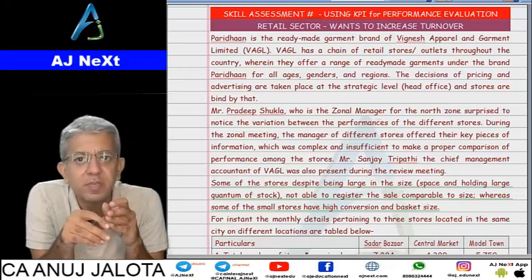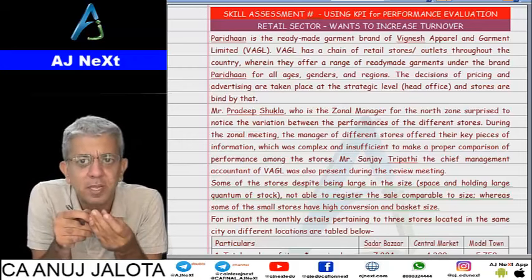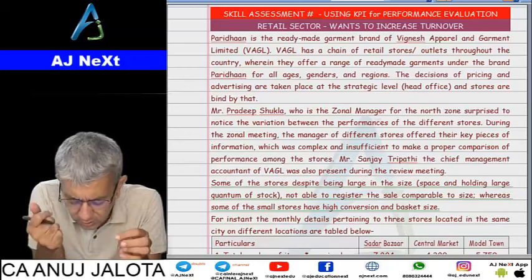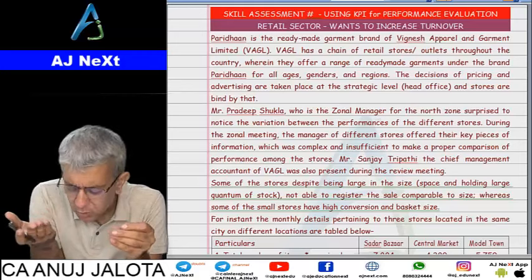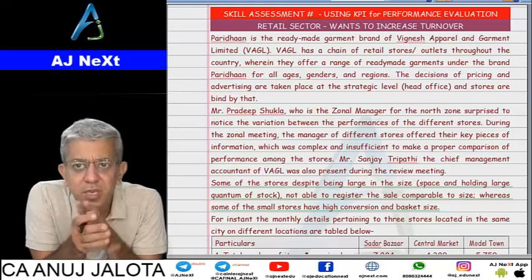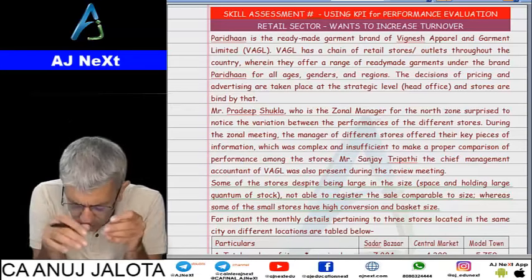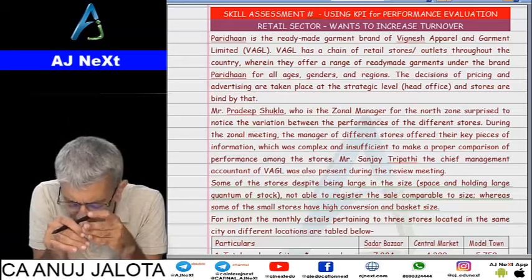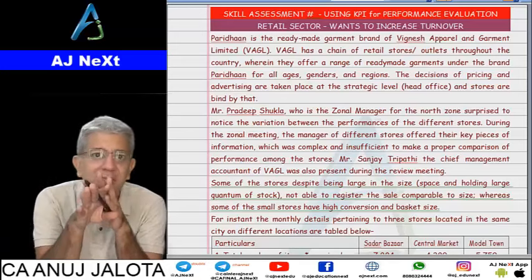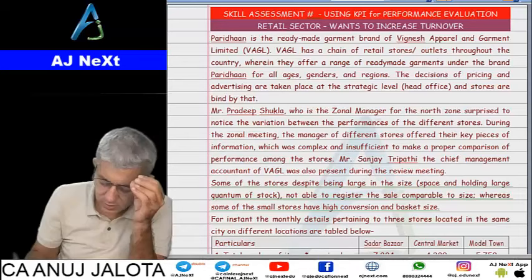So we have a company called VAGL. It has a brand of Paridhan for the goods that it makes, that is the ready-made garments. It sells all the types of products for all the ages, for all the genders. But the pricing and advertisement decisions are not taken at the stores level. They are taken at the strategic level, means at the head office.